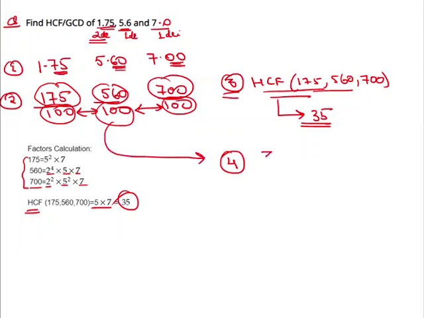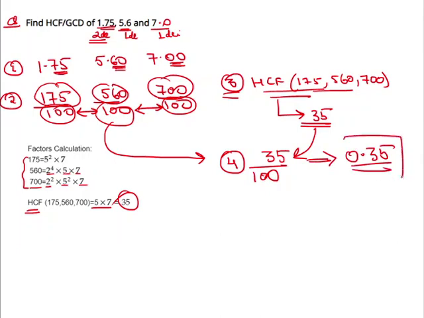So in the fourth step what we have to do is 35 divided by the denominator, which is 100. Okay, so after calculation we will get 0.35, which is the answer. Okay, so the HCF of 1.75, 5.6 and 7 is 0.35.